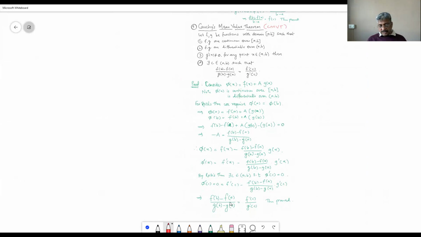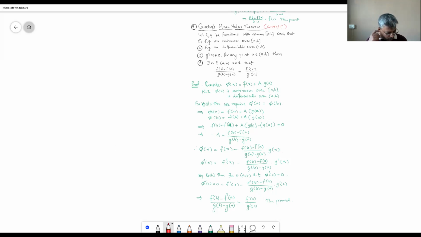See, this identity is going to be very useful to us. F of b minus f of a upon g of b minus g of a is equal to f dash of c upon g dash of c. This identity is going to be very useful to us in proving L'Hopital's theorem, because f of b minus f of a upon g of b minus g of a is something looking like a limit, and the right side is a ratio of derivatives. If we take the limit of both sides, it looks like L'Hopital, and therefore CMVT is going to be very useful in proving L'Hopital, which we will prove next lecture.